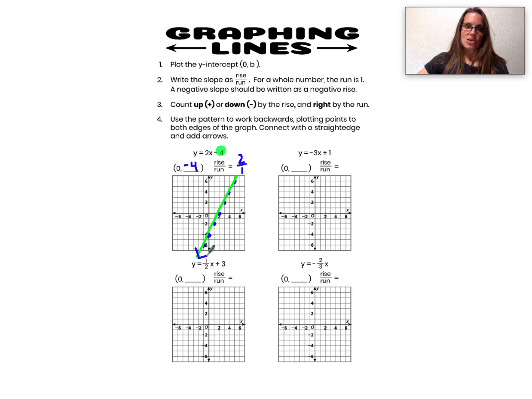Additionally, this line needs to include arrows. The arrow indicates that it's a line and not just a line segment. It goes forever in both directions.